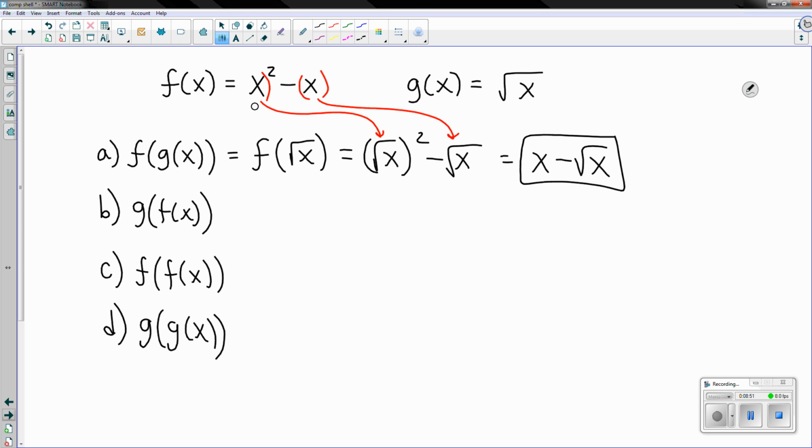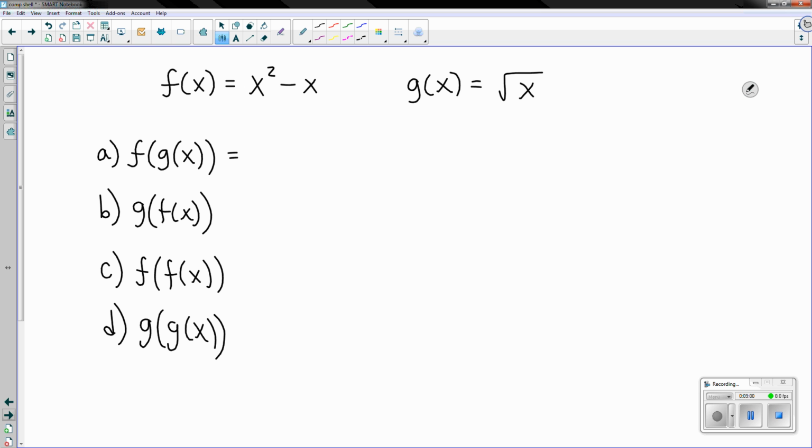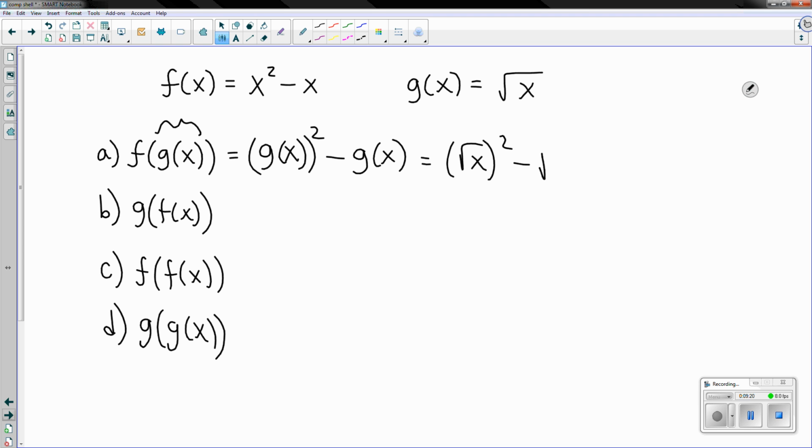Now, if we backtrack, another way you could approach it, that'll get us the same result, is you could take F, and then instead of X, we've got to plug in G. So I'm going to write G of X squared minus G of X. So what is G of X? Well, we know it's square root of X. And you'll see we get the same thing.